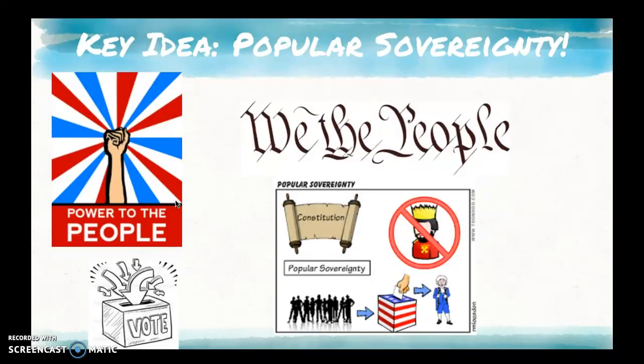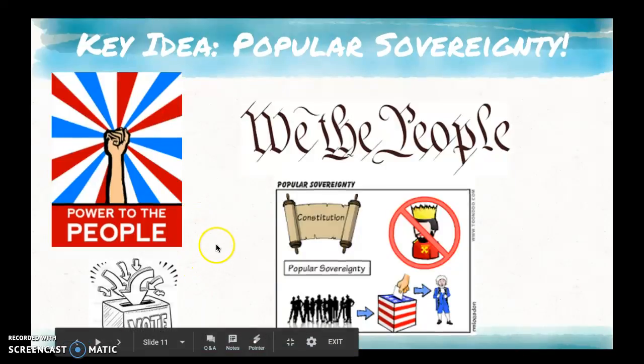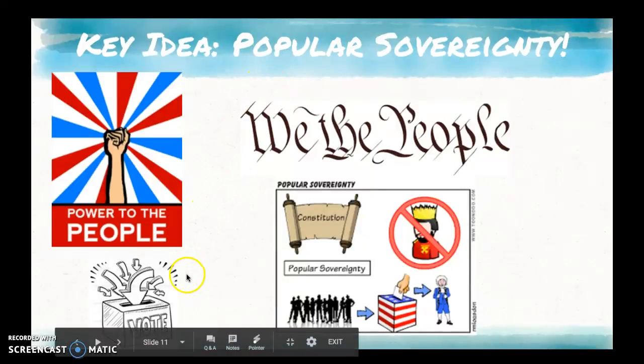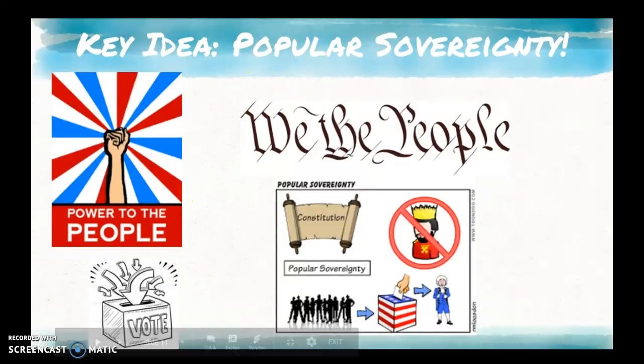Both of these ideas of natural rights and social contract lead us to this key foundation of our democracy, which is popular sovereignty, which is basically the principle that the authority of the government is created and sustained by the consent of the people because the people allow the government to exist. This idea of popular sovereignty is seen all over our founding documents, and it's reflected most clearly in the first words of the Constitution, we the people. That is popular sovereignty right there.